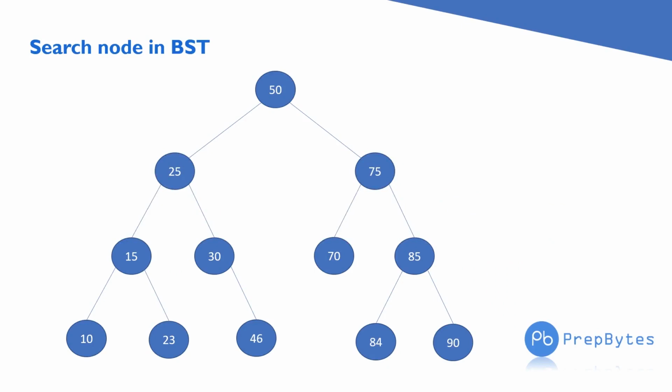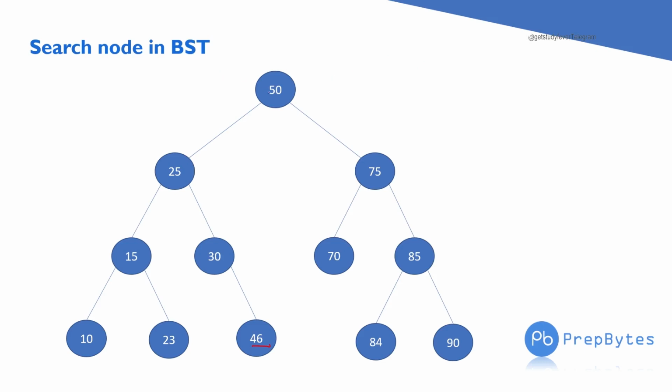So, search node in BST. For example, I want to search 46. So let's search 46. What will we do? What are the steps? Now you know the steps. You just have to think about it. You know how to go to left, you know how to go to right, you know what conditions we are using to go to left and right. So you can easily write this code.